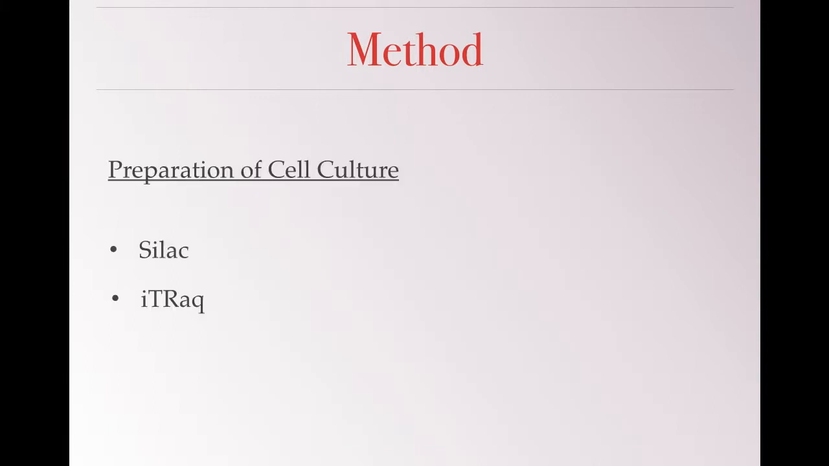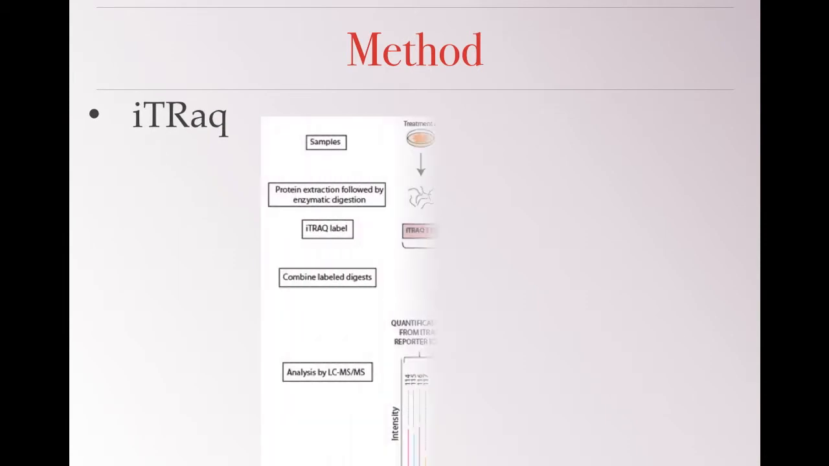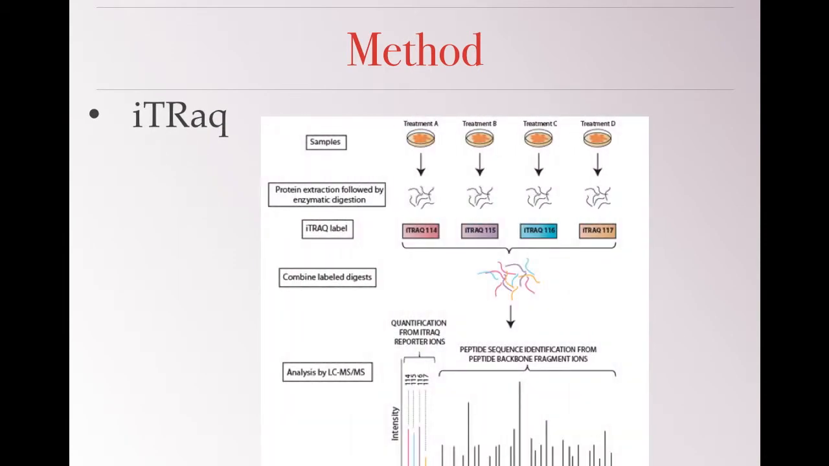Another type of isotope labeling is iTRAQ. iTRAQ uses stable isotope labeled molecules that can be covalently bonded to the N-terminus and side chain amines of proteins to determine the amount of proteins from different sources in a single experiment. These samples are then pooled and usually fractionated by nano-liquid chromatography and analyzed by tandem MS.